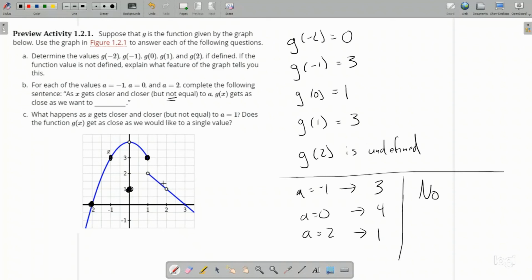And so because of that, this does not approach a single value. It actually approaches two values. In fact, in reality, all we care is that it's either approaching a value or it's not approaching a value. In this case, it's not approaching a single value. And so the answer to this question is no, it does not approach a single value.